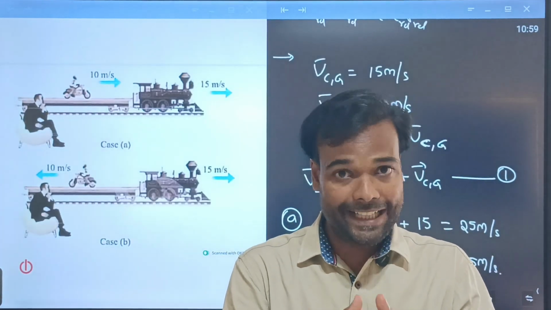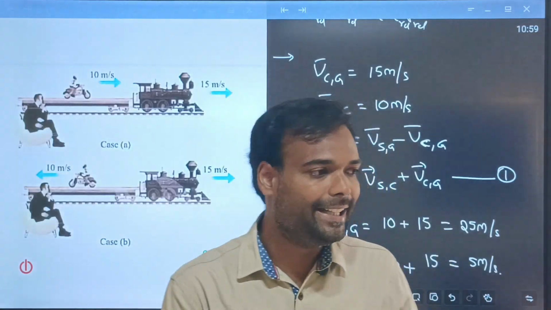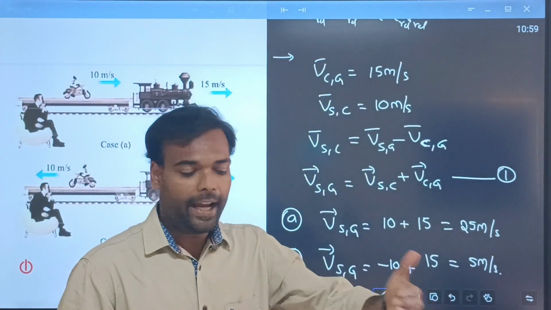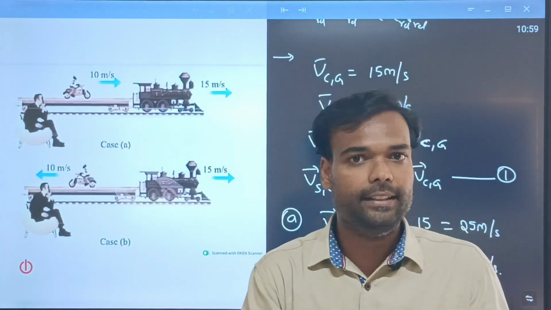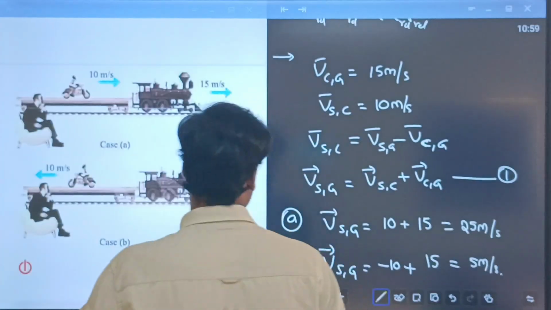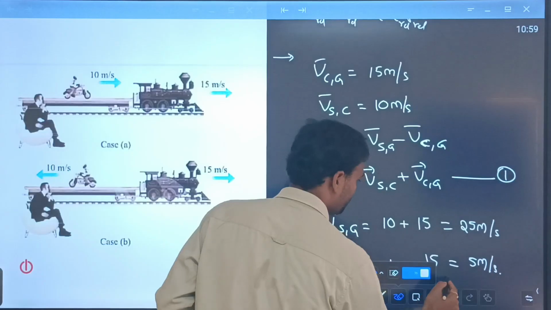What is relative velocity, first point? How do we relate object and observer, and based on that concept, how can we approach numericals? This is what I am discussing right now. Clear? Then let us go with the second question.